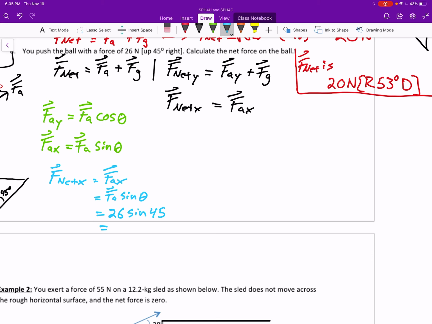I don't know this sine, so 45 sine is that times 26, so that gives us 18.3848, and that's newtons. We'll leave that now. We can round later.